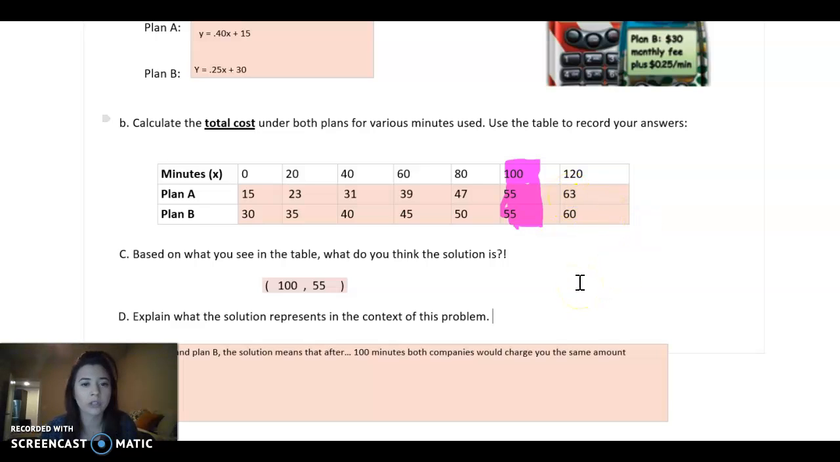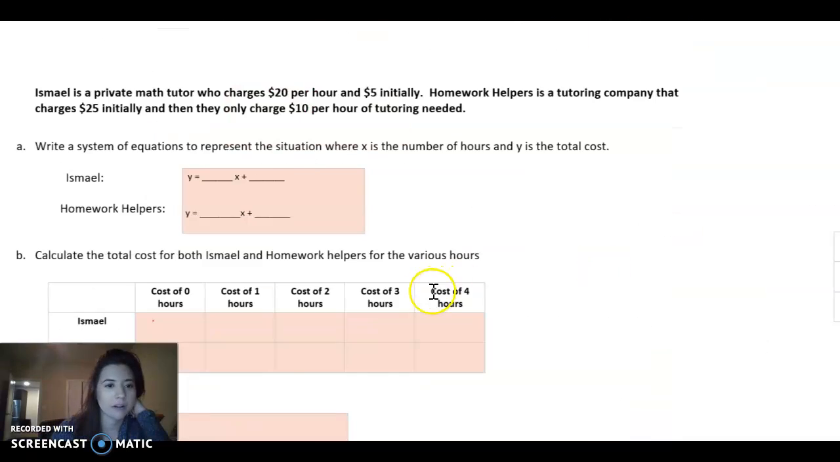What if you were planning on only using 40 minutes on your phone? What company should you choose? Probably plan A. At 40 minutes, plan A only charges $31 versus plan B, which was $40. All right, on to the next one.